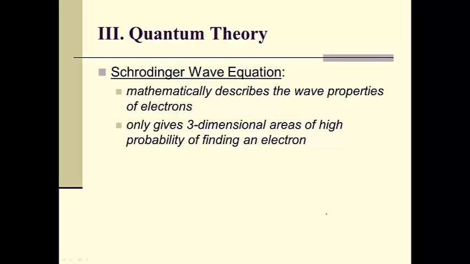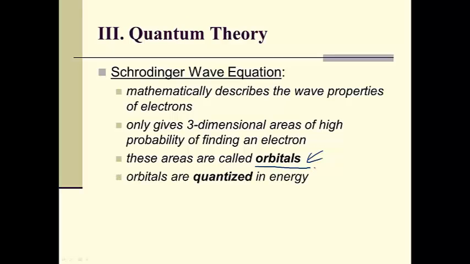It's just like if you're sitting around in class, your parents want to know that, yes, you're in the classroom, but they don't really want to know exactly where you are. They just want to know that there's a high probability you're in that classroom area. And these areas of high probabilities are what we call orbitals. So we don't actually describe where the electron is, we describe electron orbitals. And these orbitals have a specific amount of energy. The electrons have to have this energy to be in those orbitals.